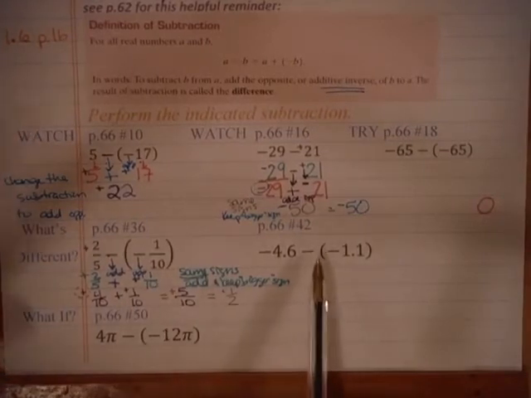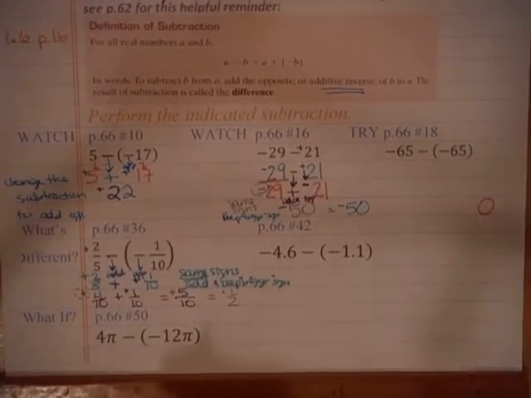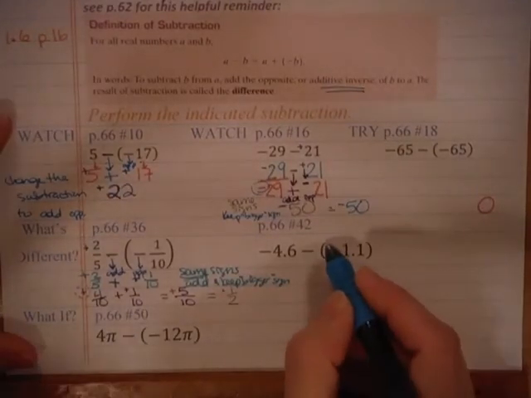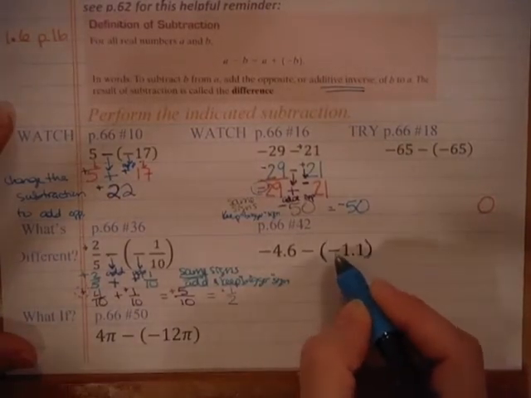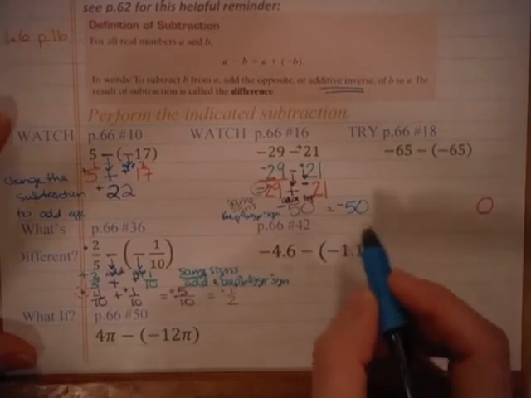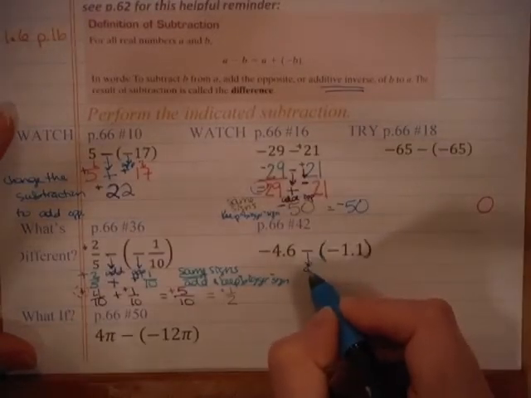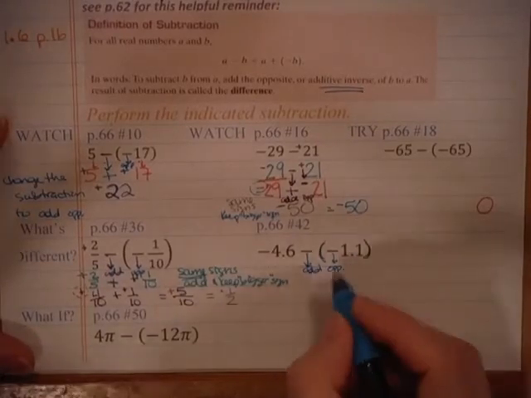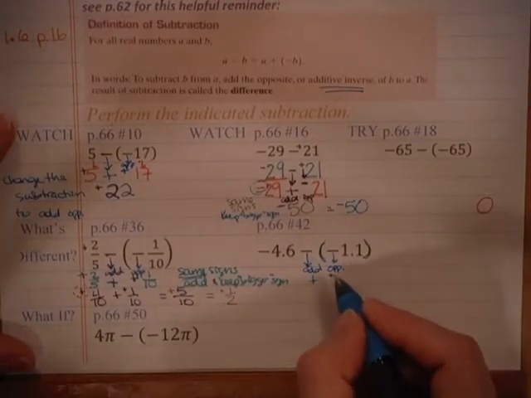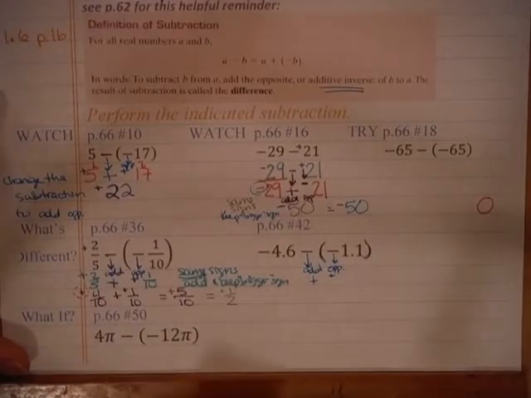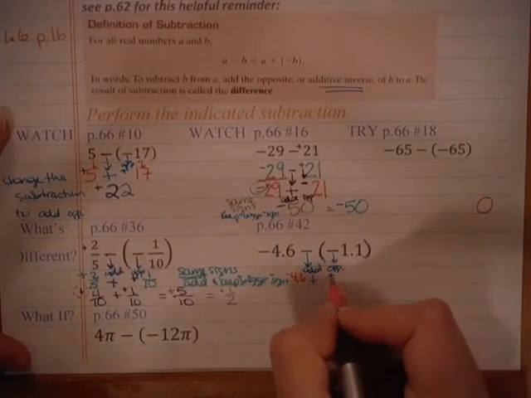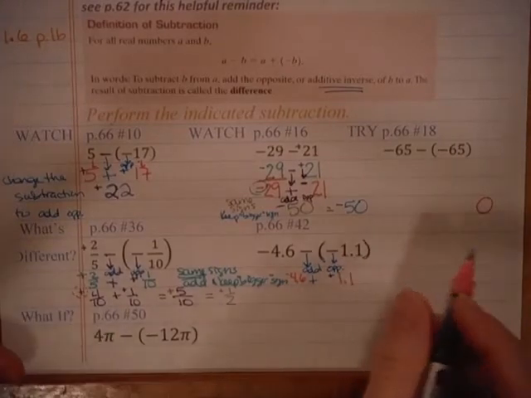Let's look at number 42, decimals. Okay, but the idea of how to deal with positives and negatives doesn't change. Again, the parentheses are just saying, hey, look at me, I'm a negative here, you're subtracting a negative. Let's go ahead and start by changing the subtraction to addition, changing the sign of the second number to its opposite. So we're going to be adding a positive here, bringing down the two numbers. We have a negative 4.6, and we now have a positive 1.1.